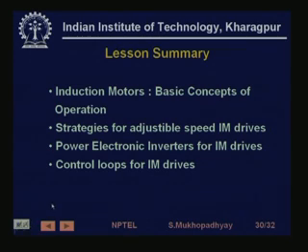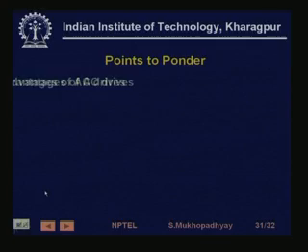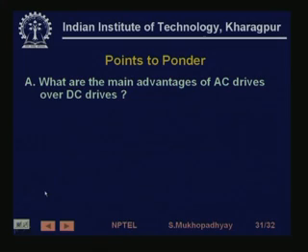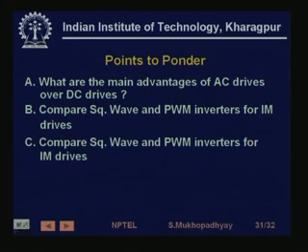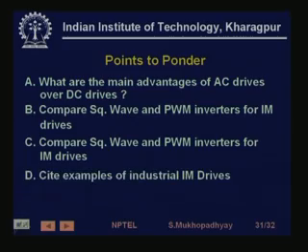And so coming to points to ponder, you can think of these things. What are the main advantages of AC drives over DC drives? You can try to list them. Compare square wave and PWM inverters for induction motor drives in terms of complexity, in terms of harmonic content, in terms of transient response, etc. Then you can try to find out from the internet or from other books examples of some industrial IM drives.